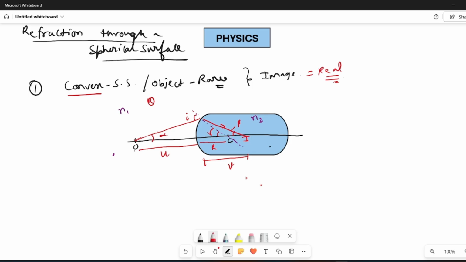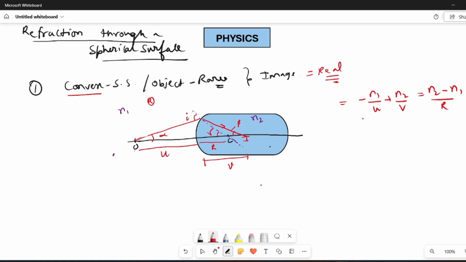Now, by applying the New Cartesian sign convention, we can understand how the process of refraction is going to take place in this situation. After doing all the calculation, the result will come as minus n1 upon u plus n2 upon v equals n2 minus n1 upon r. Here it shows that your object is placed inside the rarer medium, and this is the result of doing the calculation of the process of refraction.